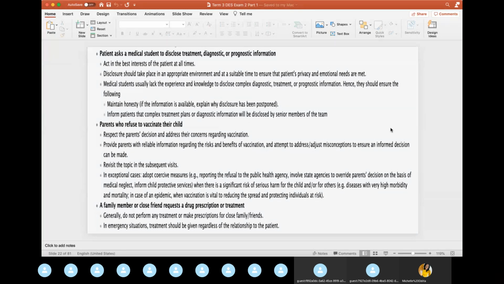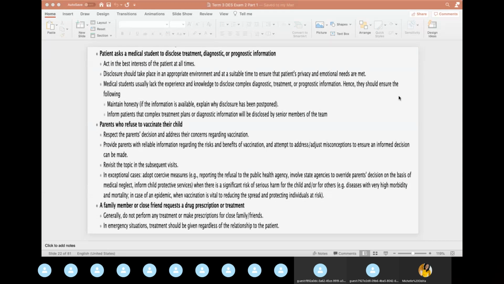Parents who refuse to vaccinate their child, the anti-vaxxers. They're people too. What are you going to do if the parent refuses to vaccinate their child? First, respect the decision of the parent and address their concerns. If in the multiple choices there's "address their concerns," pick that one. That's the first thing that you should do.